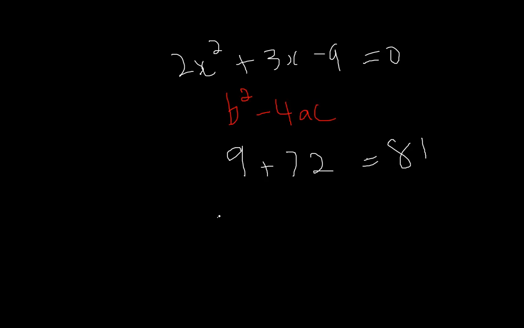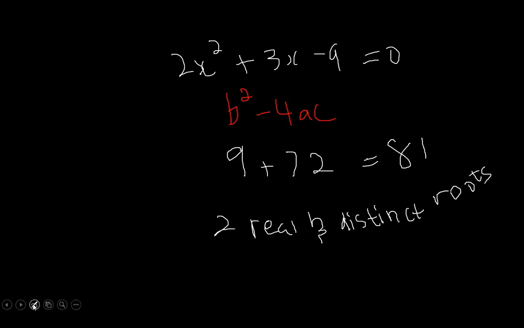So then it's 2 real roots. Because b squared minus 4ac is greater than 0. Everybody understands that?